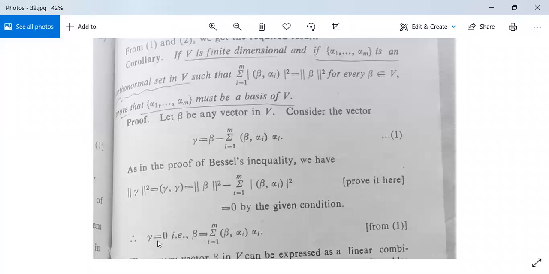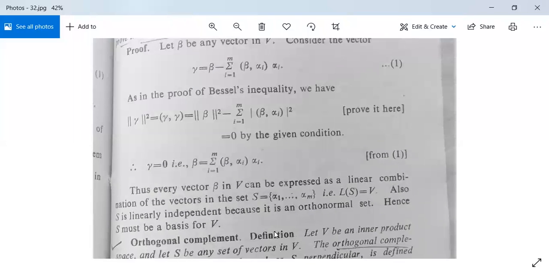It means gamma will be 0 vector, और gamma 0 vector का मतलब कि this is 0, तो beta will be summation i equal to 1 to m inner product beta alpha i alpha i, यानी कि beta को हमने लिख दिया. Thus every vector beta in V can be expressed as a linear combination of the vectors in the set S, S is equal to alpha 1, alpha 2, so on alpha m. So LS is equal to V. LS means S का linear span is equal to V.